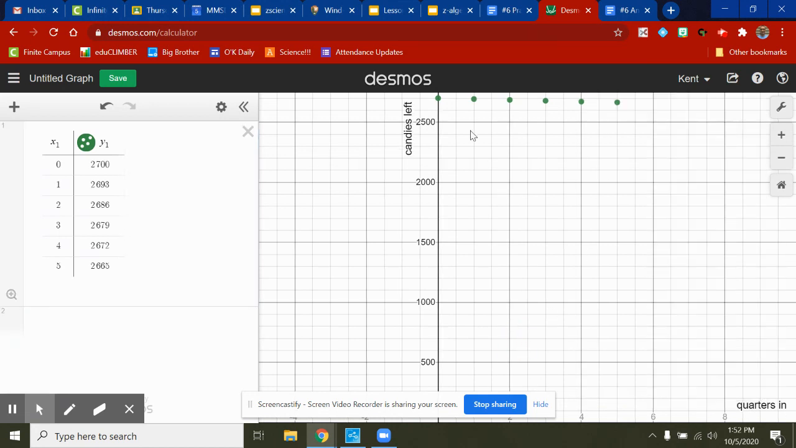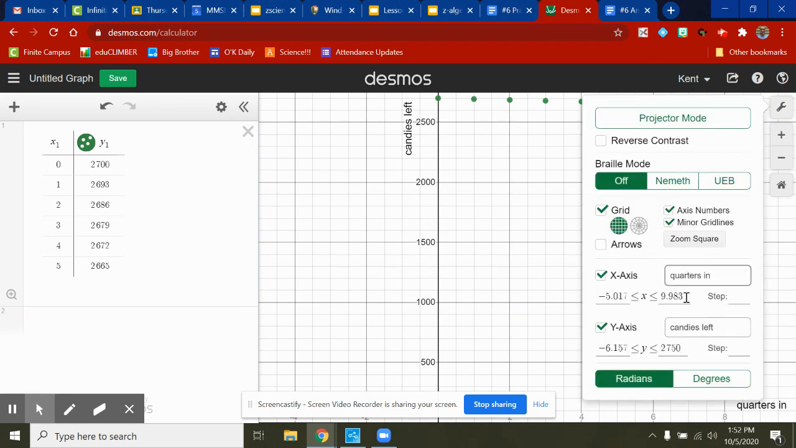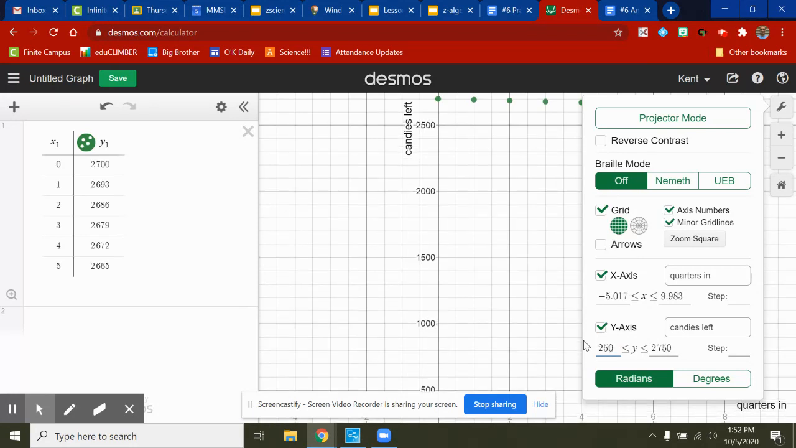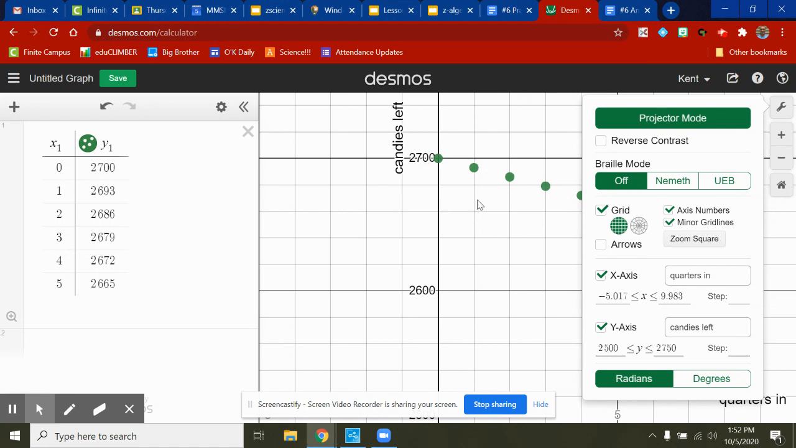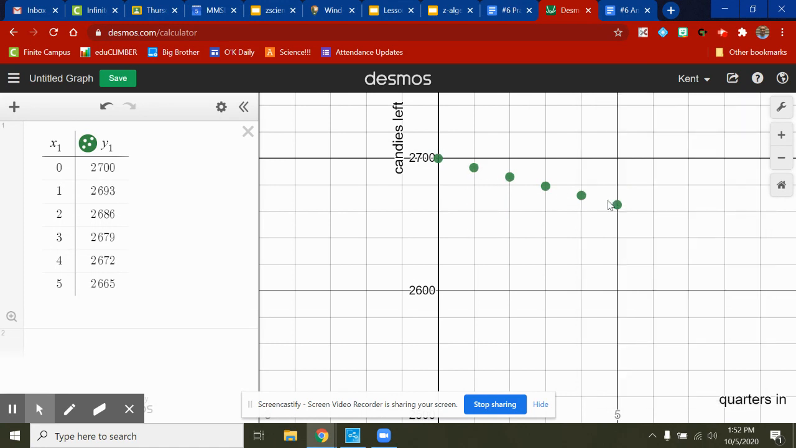You can see I get a pretty decent graph, but that almost looks like a straight line, so I want to zoom in here. I'm actually just going to make my y-axis not go all the way to negative numbers, but maybe to 2,500. Yeah, that looks a lot better, right? Okay, so I can sort of see how this is going down 7 each time.